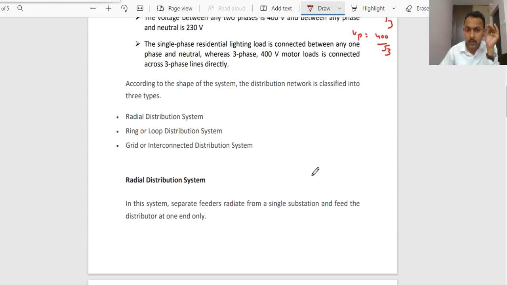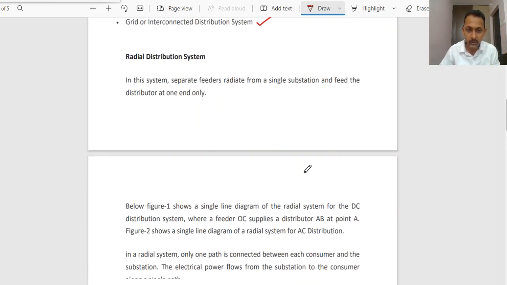Now, dear students, the same distribution network, depending upon the shape of the system, we can classify as radial distribution system, ring or loop distribution system, grid or interconnected system. Each one has its own advantages and disadvantages. Let me discuss those things.